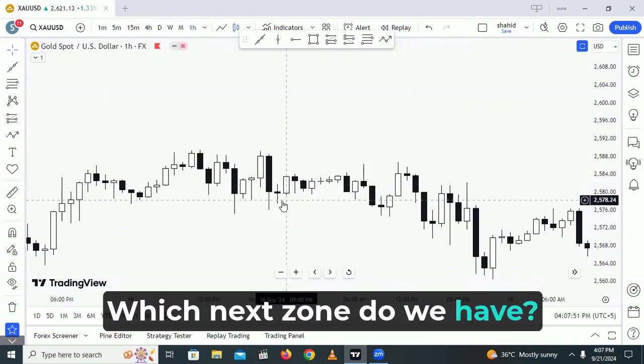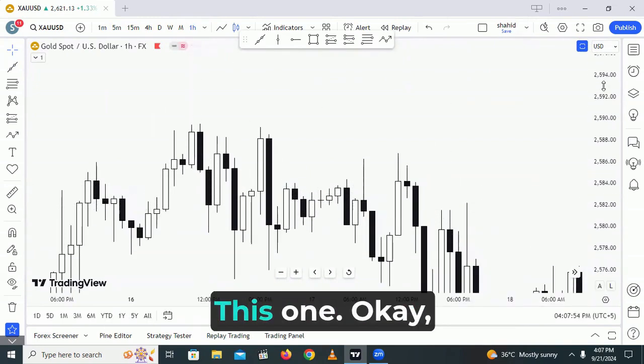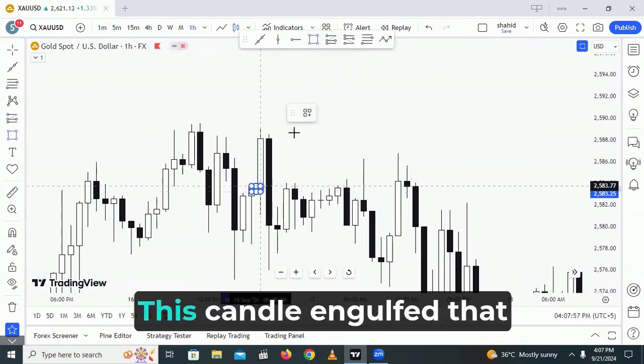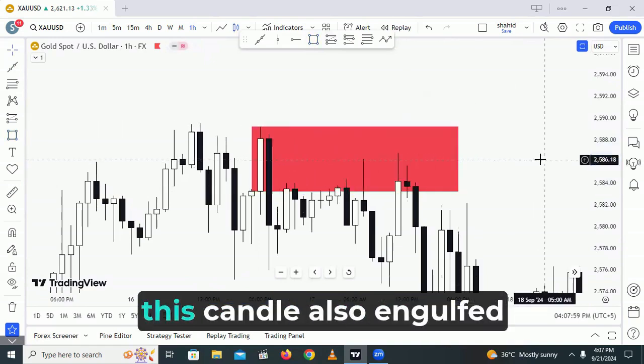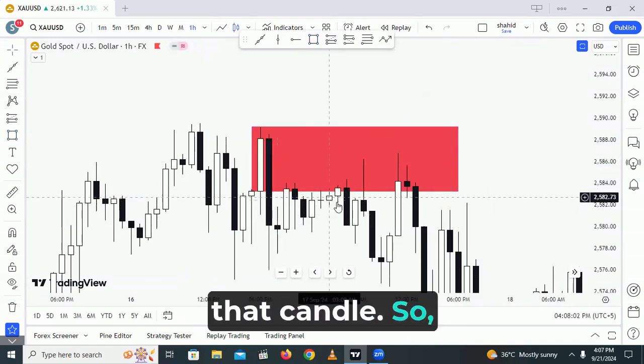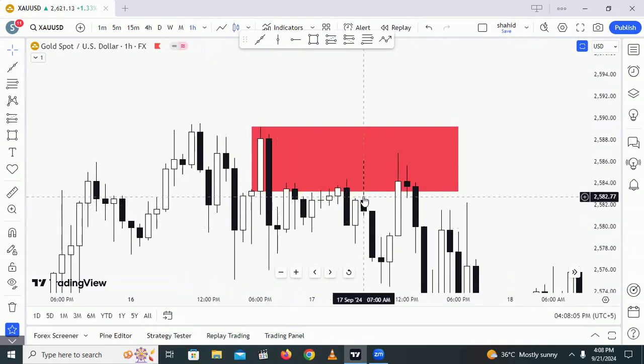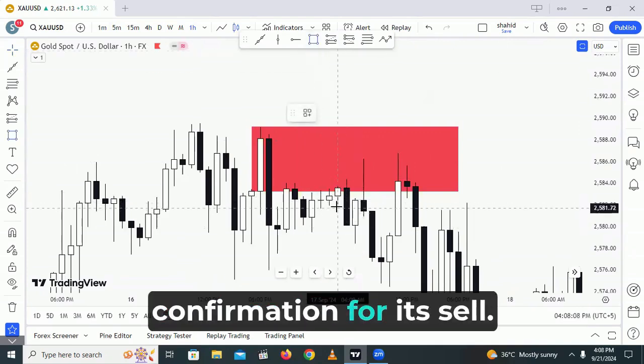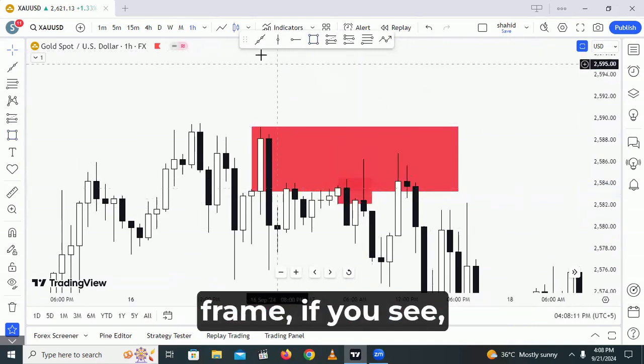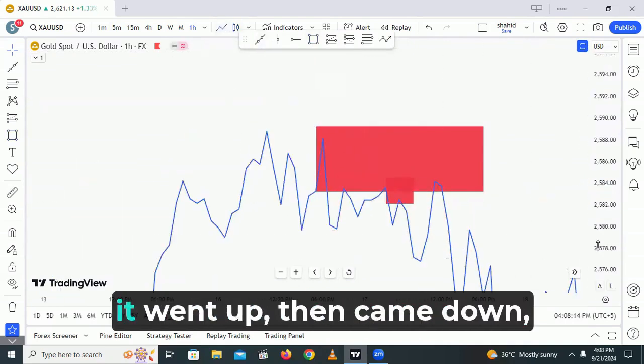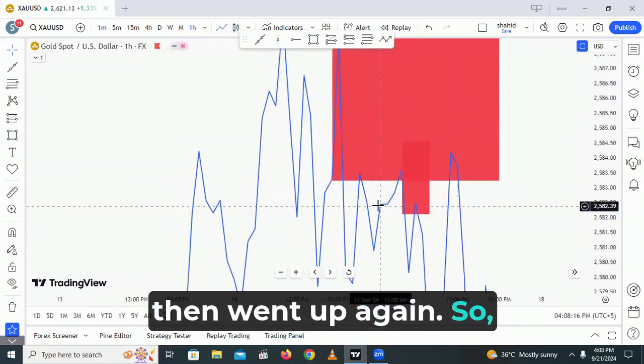Which next zone do we have? This one. Which next zone do we have? This one. Okay, the next zone was this one. This candle engulfed that candle. So see, this candle also engulfed that candle. So here we have confirmation for itself. If we look at the same time frame, if you see, it broke this. It went up, then came down, then went up again.